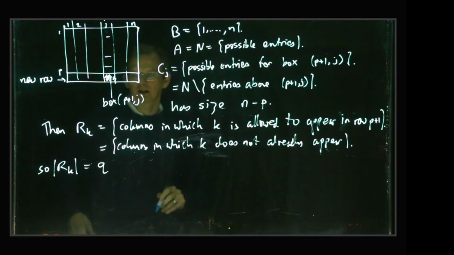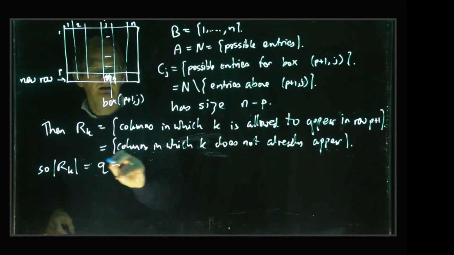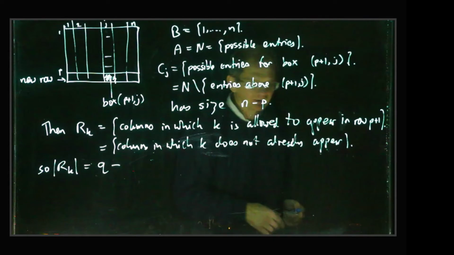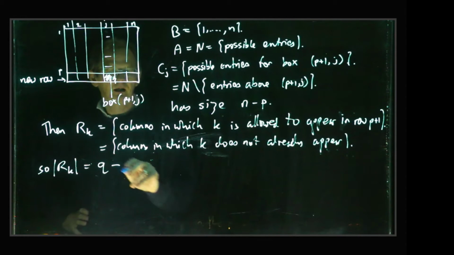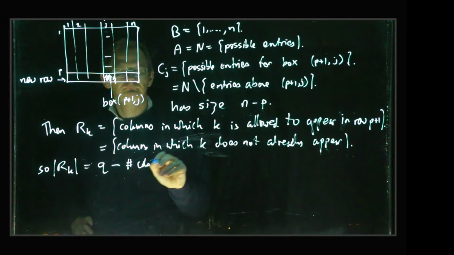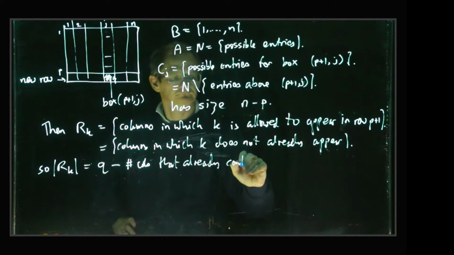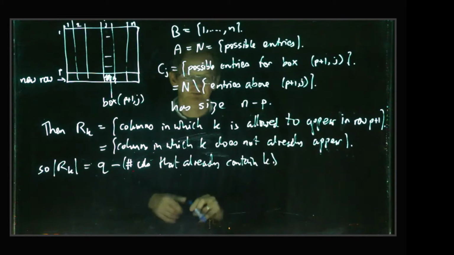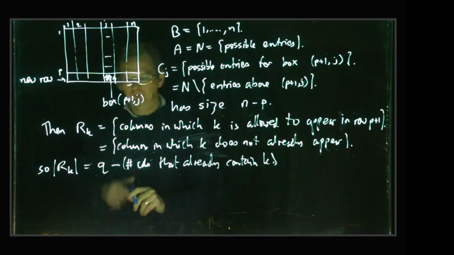So Q, this is the total number of columns, Q, minus... I'm calling it Q, but we're assuming that Q is equal to N, but I'll just write Q here to emphasize that we're thinking of it as being the number of columns. Okay, so that's Q minus the number of columns that already contain K. So how many of those are there?